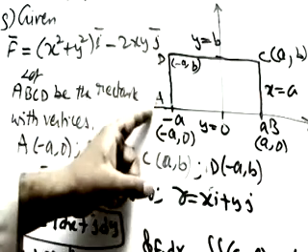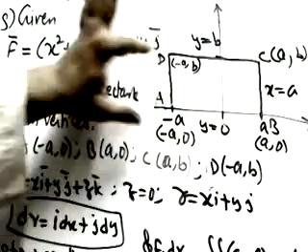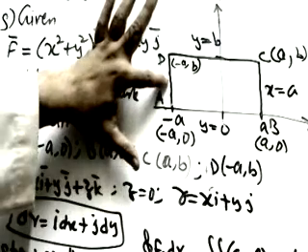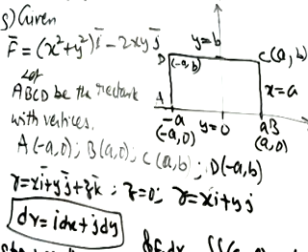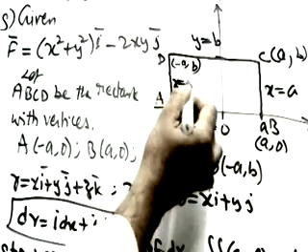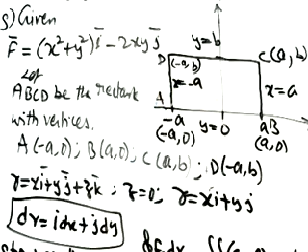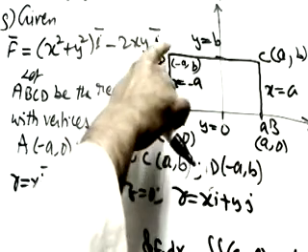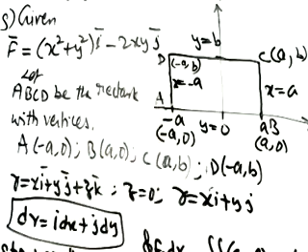Now see here, lastly we have completed AB, BC, CD. Now along DA. Watch carefully, DA. What is this line? This line is parallel to the y-axis. So its equation is x equals distance, which means minus a. And from here to here, y goes from b to 0.